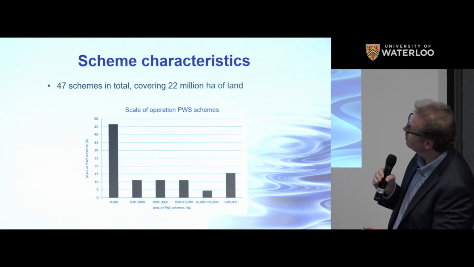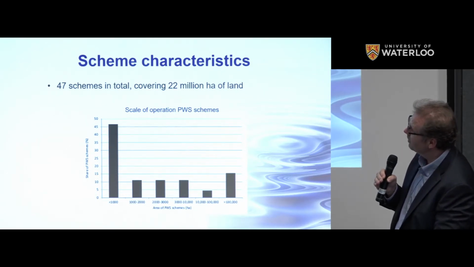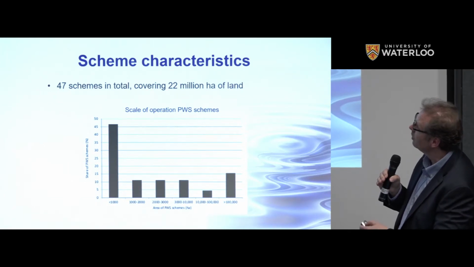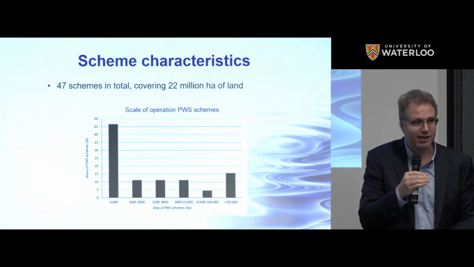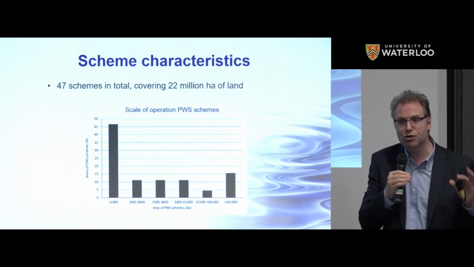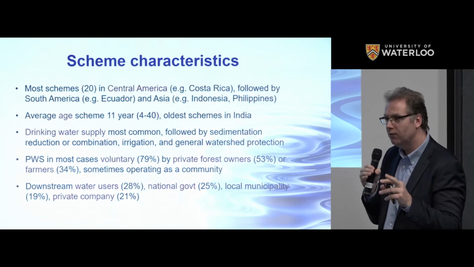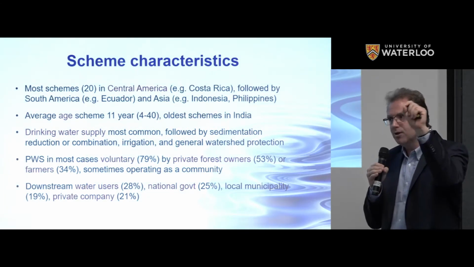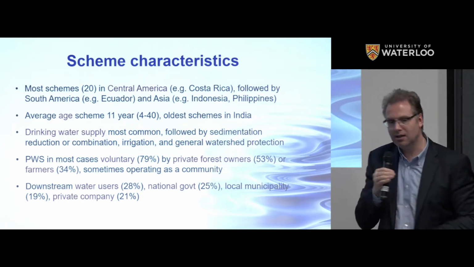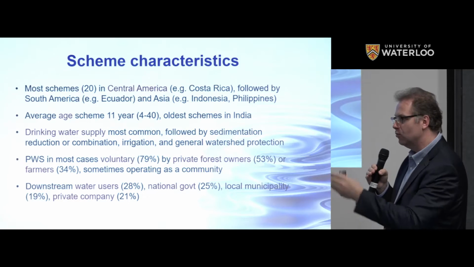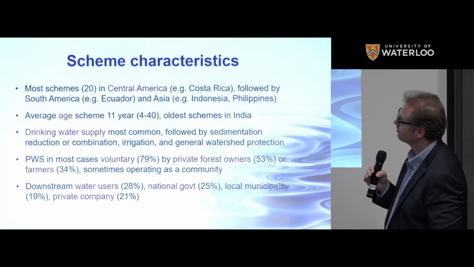So overall, we ended up investigating or getting quantitative data for 47 schemes in total that covered 22 million hectares of land. And if I remember correctly, these schemes received over $500 million every year for compensating landowners, in particular upstream landowners, for taking nature conservation measures on their land so that water quality would not be impaired downstream.